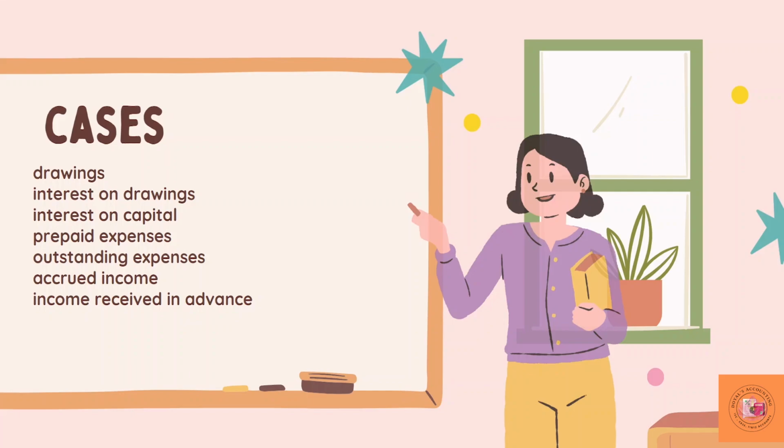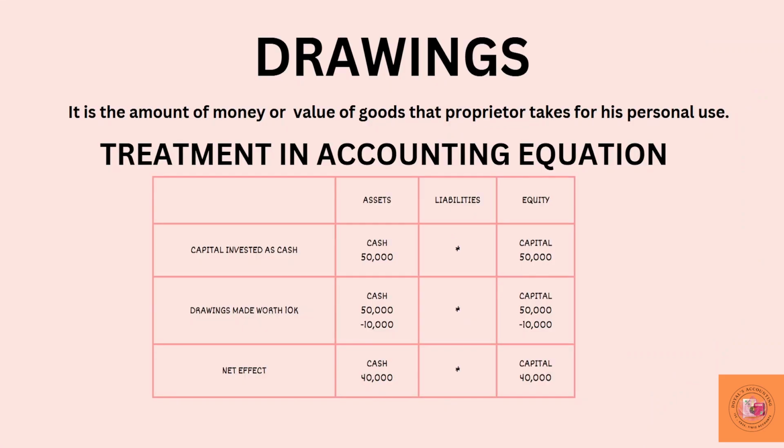The first one is drawings. Drawings, as we saw in the last lecture, is any amount of money or the value of goods that the owner withdraws for his personal use. So, how are we going to show this in the accounting equation? As per the pro forma, we have assets, liabilities, and equity. The proprietor has invested cash as capital worth 50,000. So, we are going to show 50,000 cash under assets and capital as 50,000 under equity.